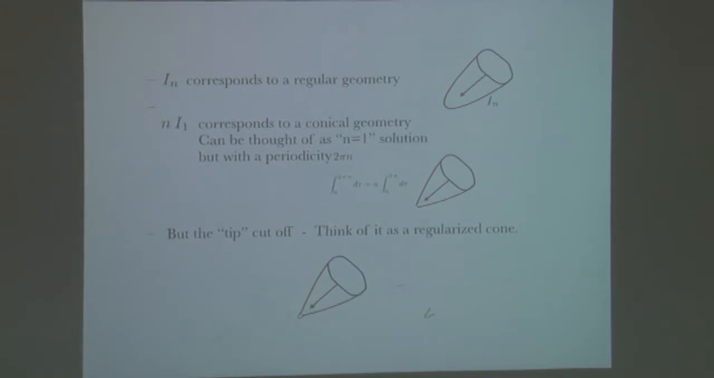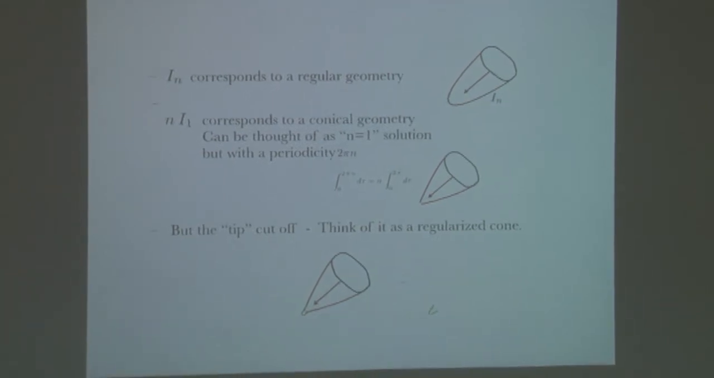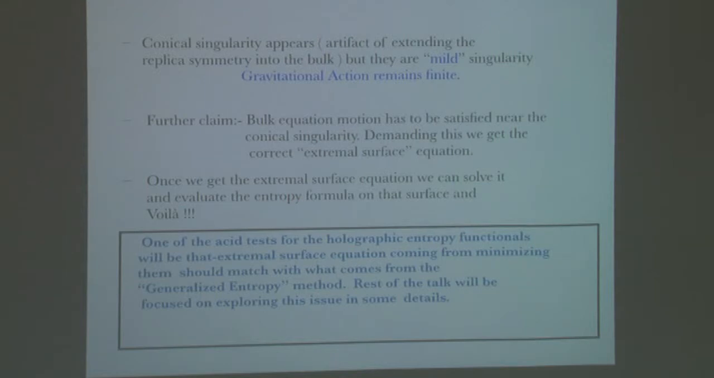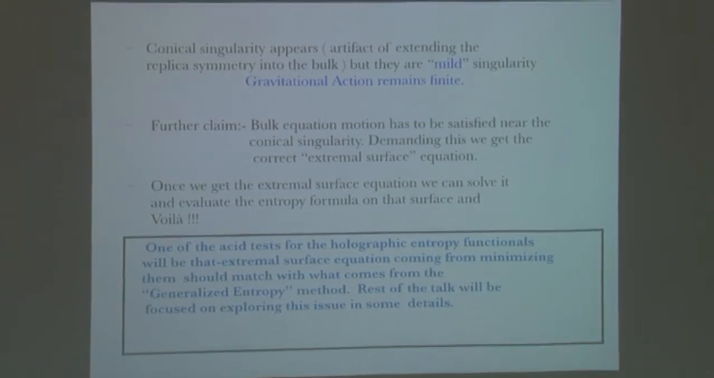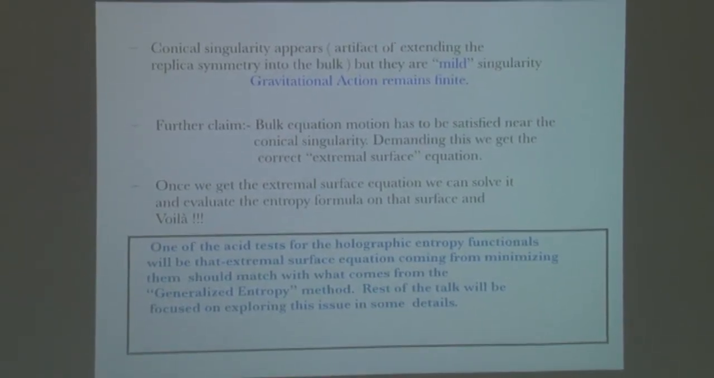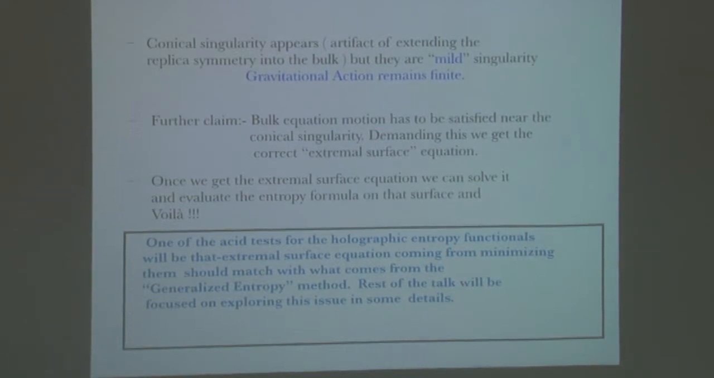So, we have to regularize this cone properly to make this total gravitational action finite. We do not want to spoil our calculation by introducing a conical deficit. This conical singularity appears because of the artifact of extending this replica symmetry into the bulk. So, what we have done is extend this Zn symmetry, the replica symmetry which the boundary manifold has, into the bulk, and now we can think of this in some other way.